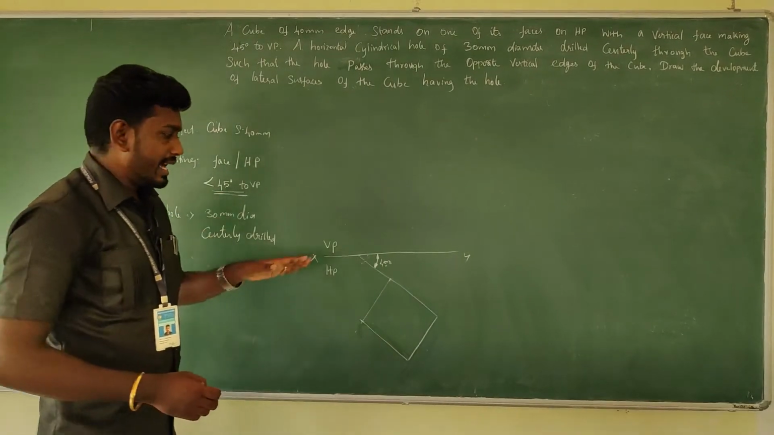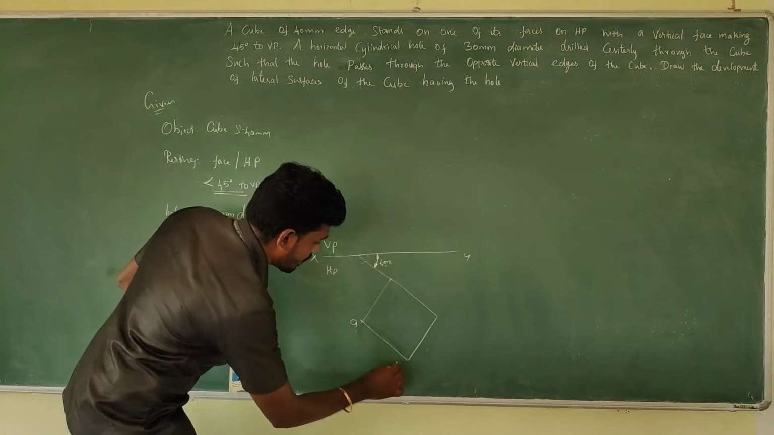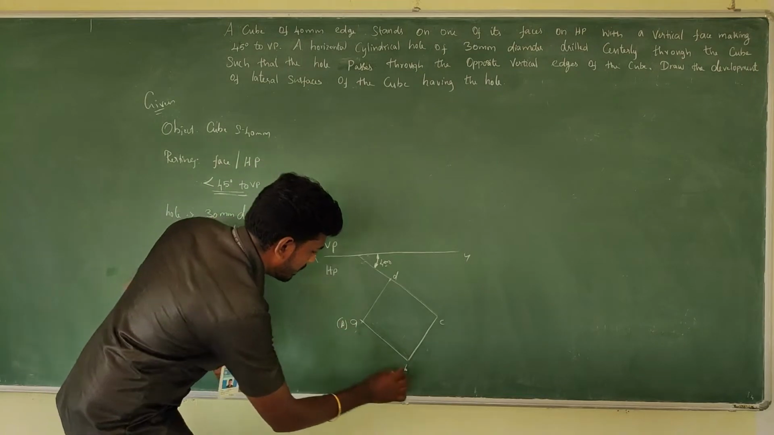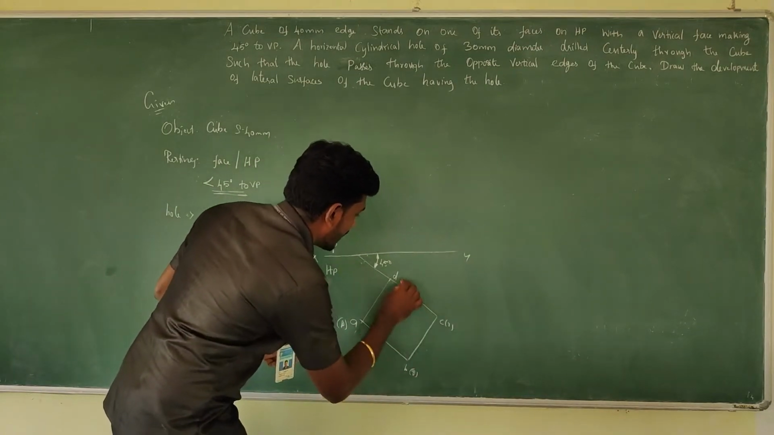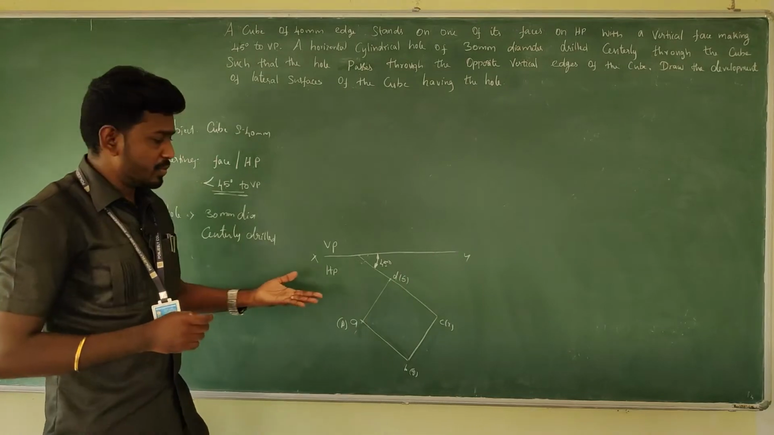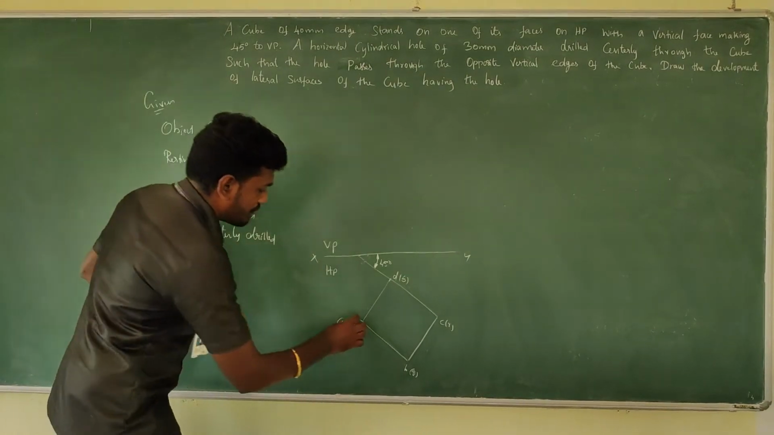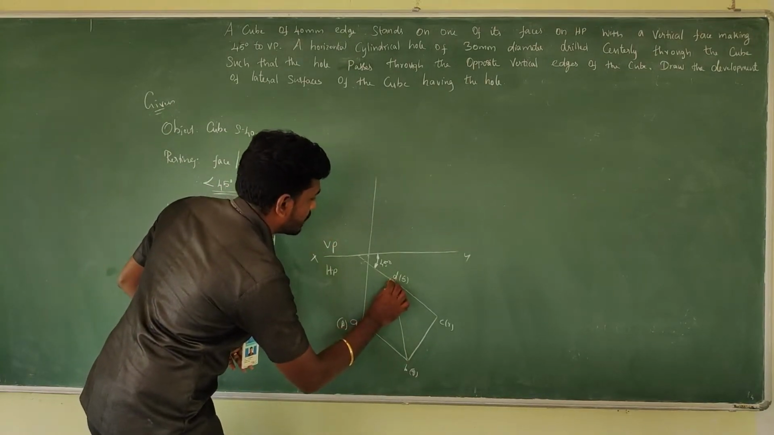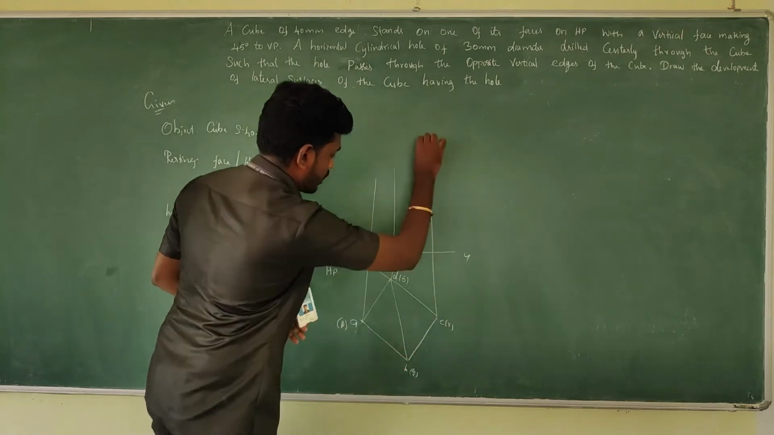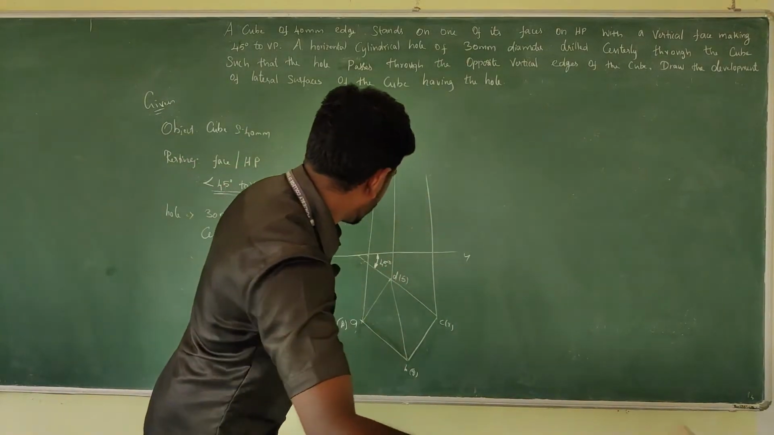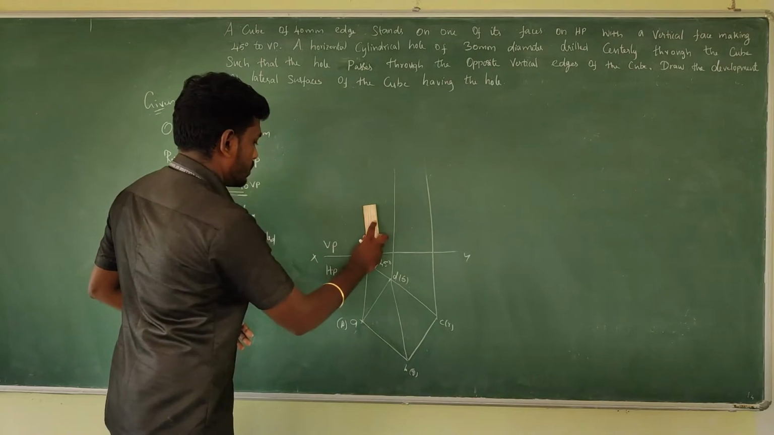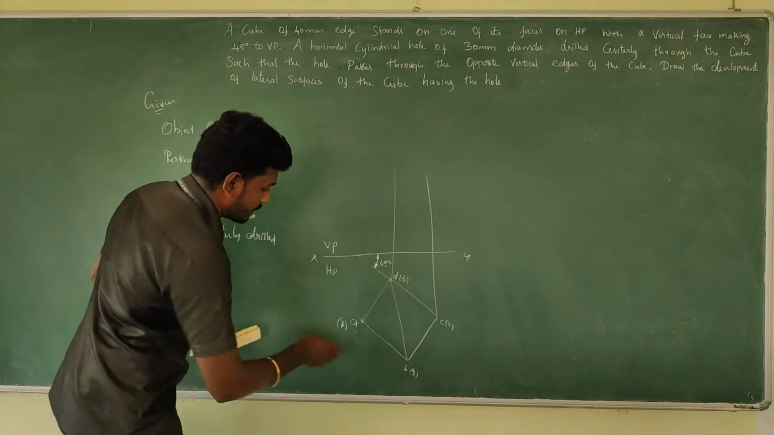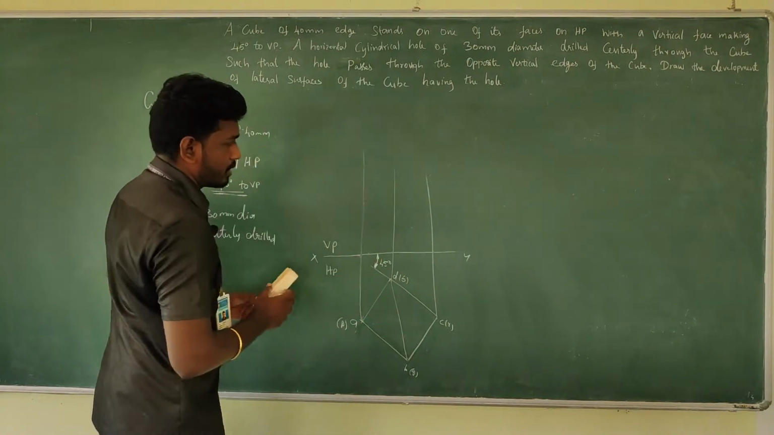What is next? It has 2 bases. In the top base, I am going to give A, B, C and D. For the bottom face, I am going to give P, Q, R and S. The bottom face is invisible, so it goes inside the bracket. Come to the front view. These lines will be taken up on the same projector line, so the diagram will be like this.